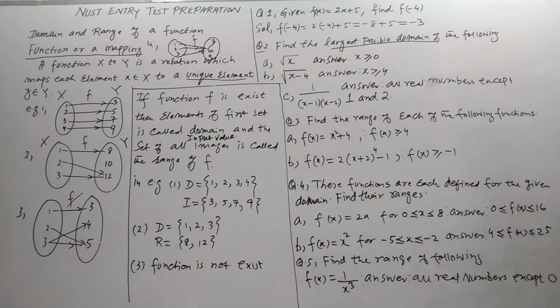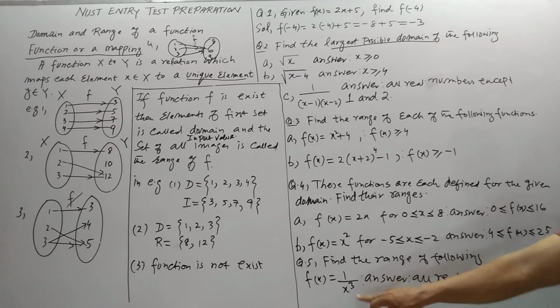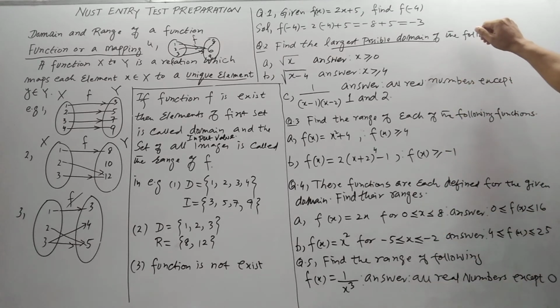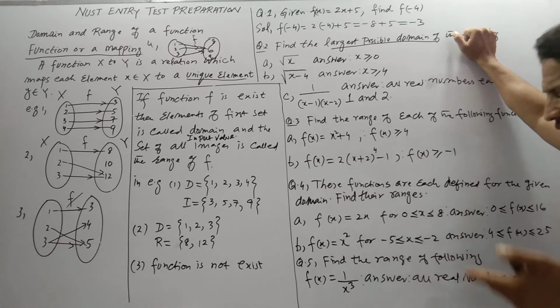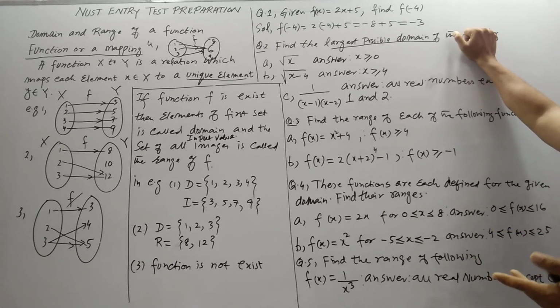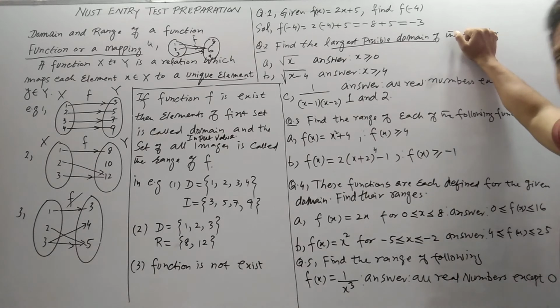Question number 5. Find the range of the following. f(x) is equal to 1 upon x cube. Range means the output value. Domain means the input value. What values can you put in this 1 upon x cube to get an output value? The values which we are putting are the domain. The values which we are getting are the range.